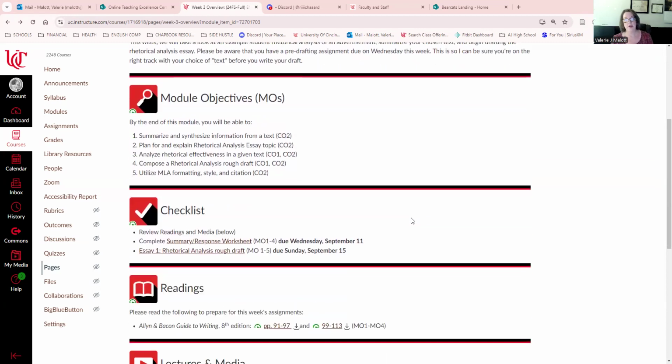You have an assignment due the middle of the week. That is a summary and response worksheet, which I'll talk about in a moment. That helps to make sure that you are selecting a text that is worthy of spending about 1,000 words talking about in your rhetorical analysis paper.